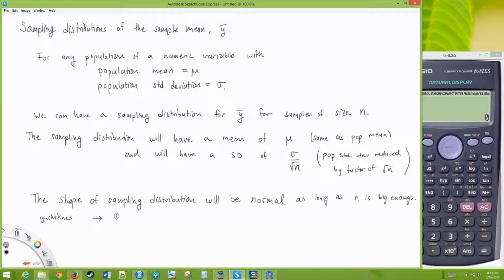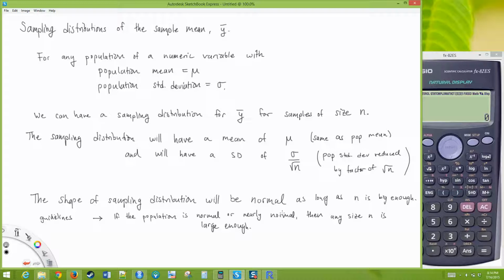Okay, so if the population itself is normal or nearly normal, then any size n will be large enough. Okay, so n equal to 2, you're taking samples of size 2. As long as the population is kind of unimodal and symmetric and looking pretty normal, samples of size 2 will result still in a normal distribution.